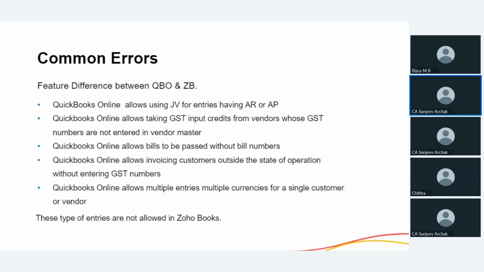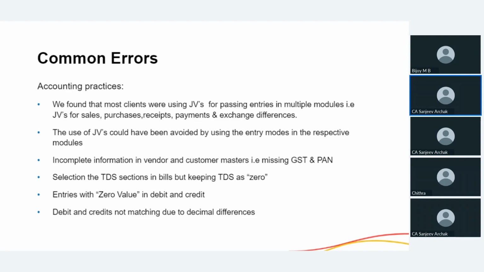And then of course, there are always accounting practices which differ from business to business, right? Everybody follows a practice which they think is relevant to their style of business and the data type that they have. So what are the accounting practices which we felt were creating problems during the migration? The first thing was usage of journal JVs for passing entries in multiple modules. A lot of the clients that we migrated onto the Zoho Books platform use the JVs module for sales, purchases, receipts, payments, exchange differences, just about everything.